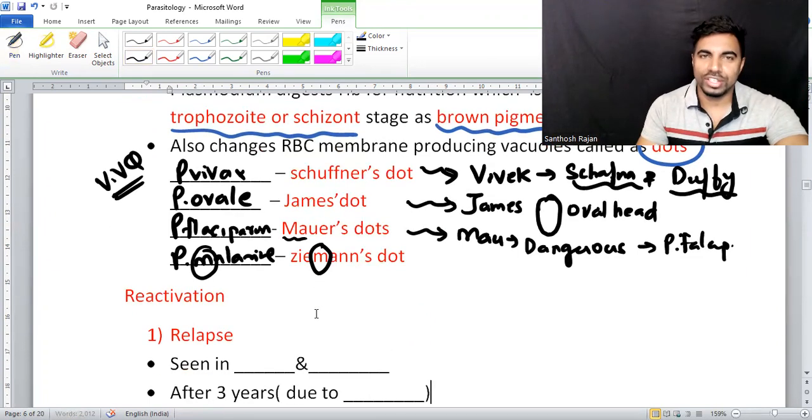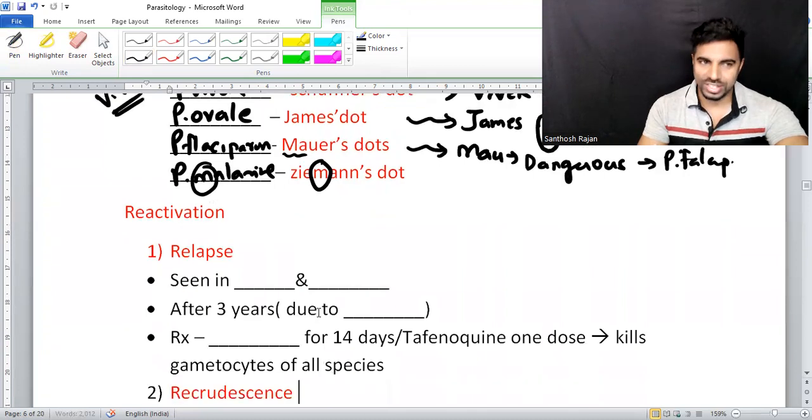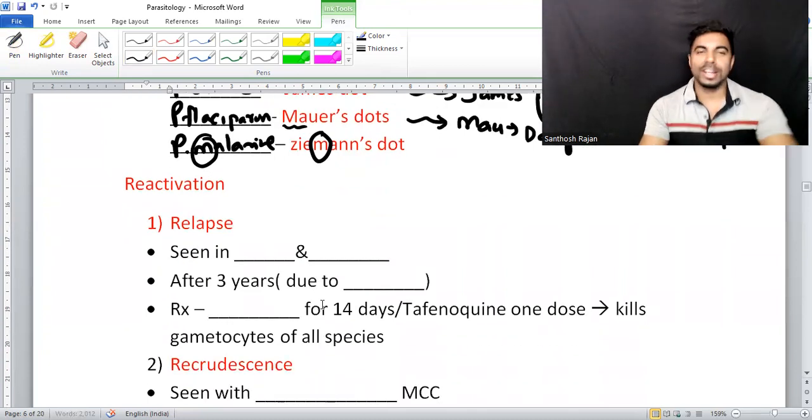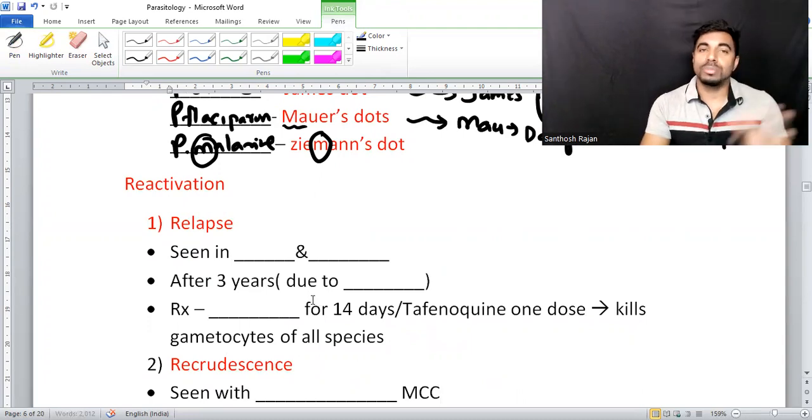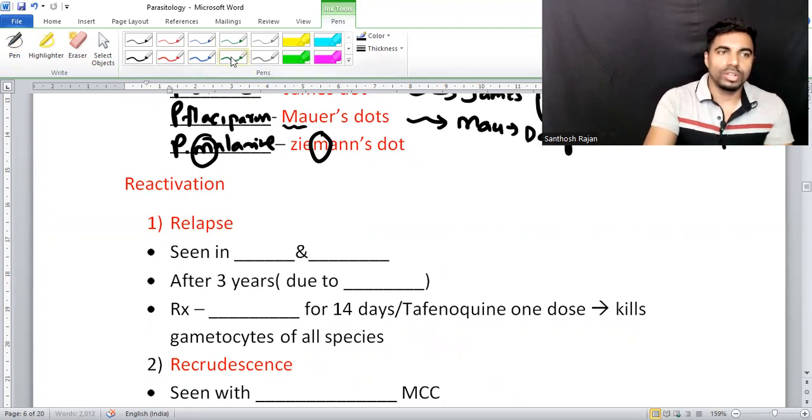Now, let's go to reactivation. For reactivation, we have two phases, relapse and recrudescence. Reactivation basically means that after the infection, again you're getting infection. So it could be a relapse or it could be a recurrence. Now we'll talk about the relapse.